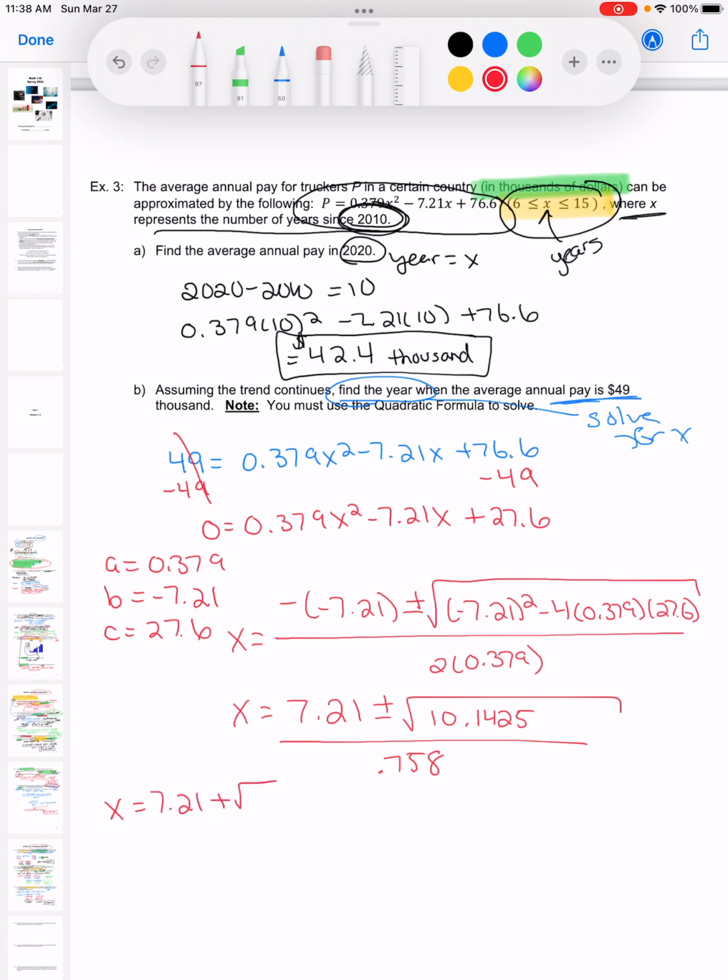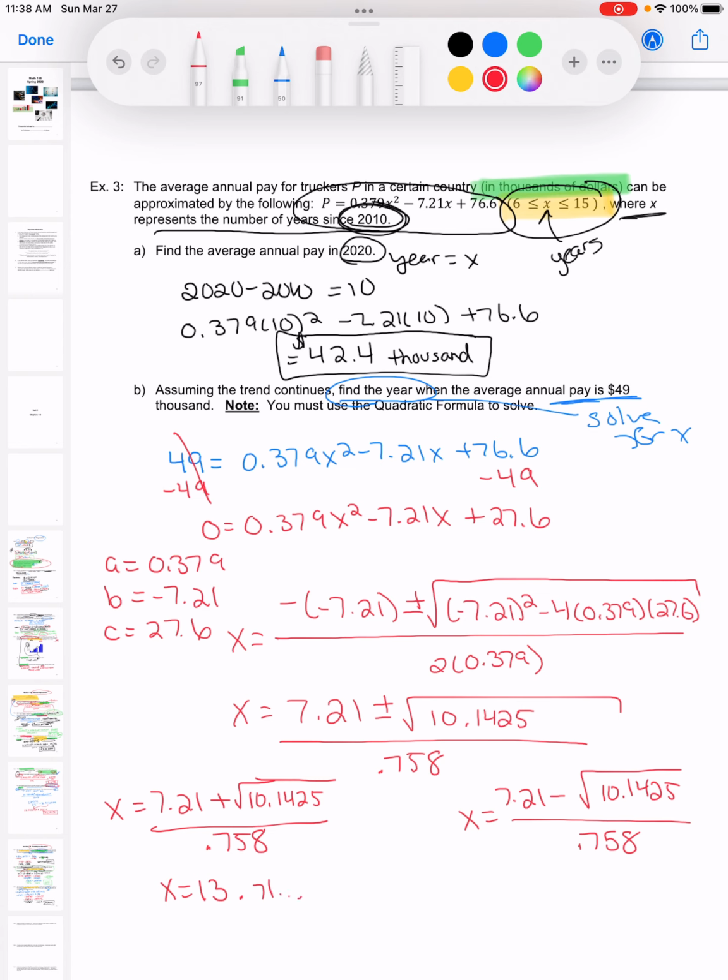Now remember, I've got two of those answers. I've got the plus one, and I've got the subtracting one, the minus. So I'm going to type both of those in my calculator. The one that's a positive, that first one, is going to give me X equals 13, and it's got some decimals. Typing in the subtracting one, I get X equals 5.31 and some other decimals.